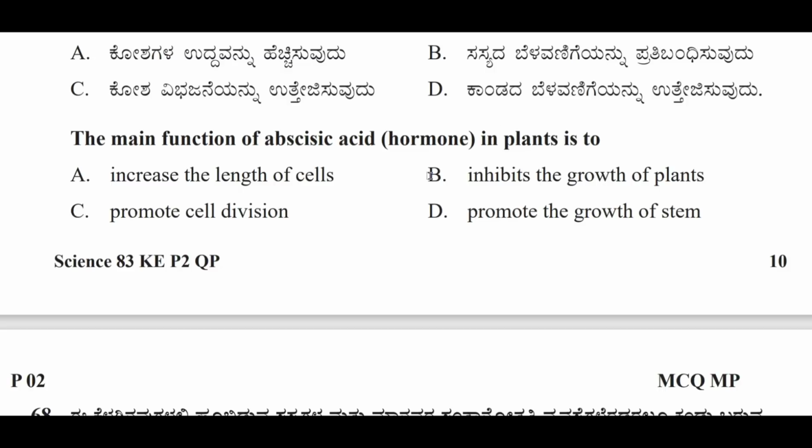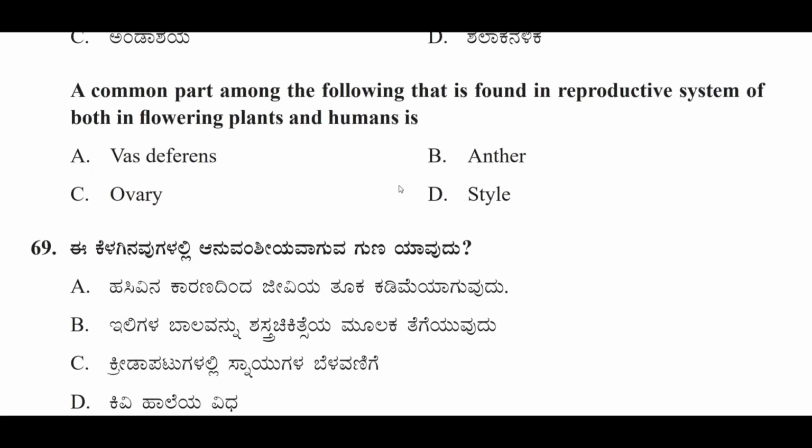Next question. The main function of abscisic acid hormone in plants is to inhibit the growth of plants. Therefore, the correct answer is option B, inhibits the growth of plants.